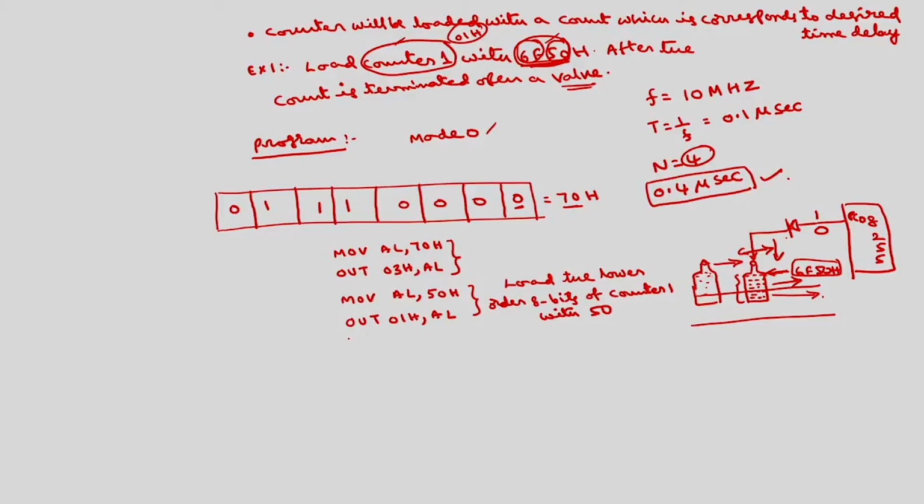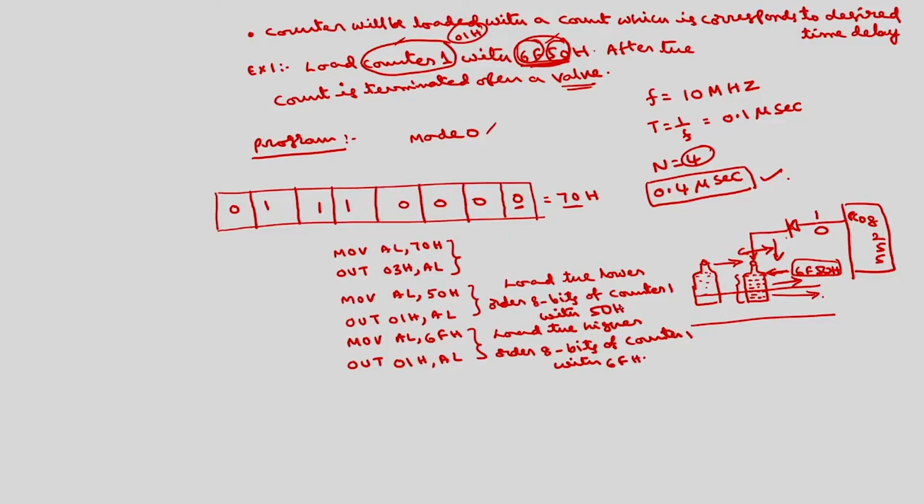Then the higher order 8 bits you have to load with 6F. So, you take MOV AL, 6F, then OUT 01H, AL. This will load the higher order eight bits of counter 1 with 6F. So, we have loaded the count.